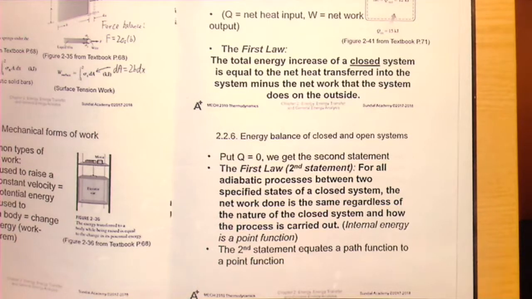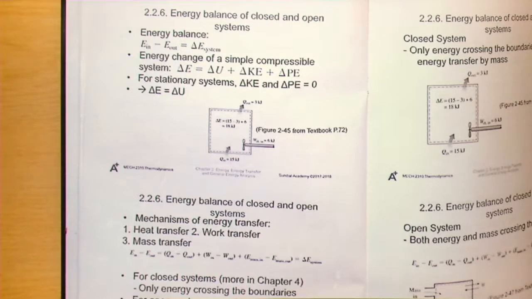Here it's interesting to see that a path function is equated to a point function, because the nature is totally different, but they can be equated, just like what we see in a work energy field. And because of this conservation of energy principle, we have derived the energy balance equation, that is E in minus E out equal to delta E of the system. That is, the change in energy of the system is given by subtracting the energy at the initial state from that at the final state, that is, final minus initial.